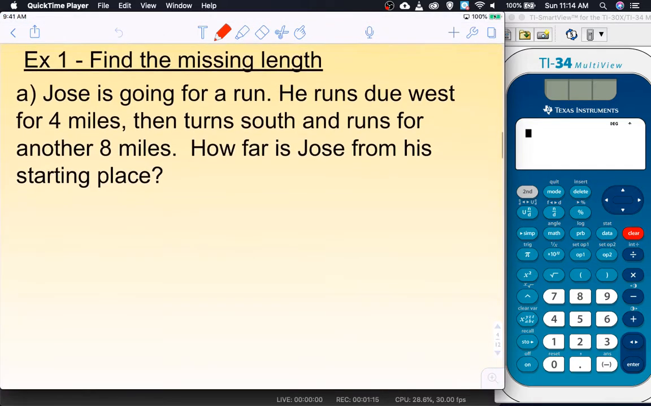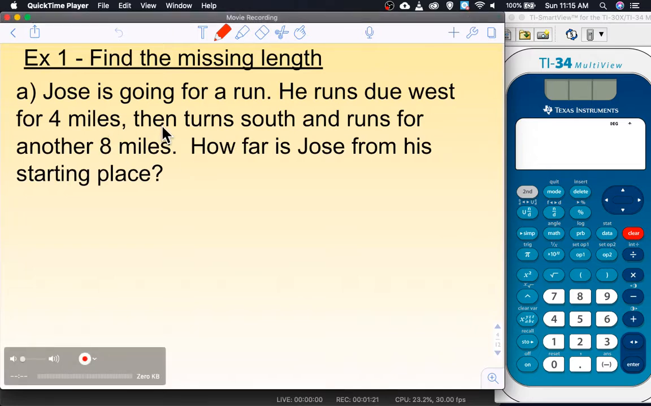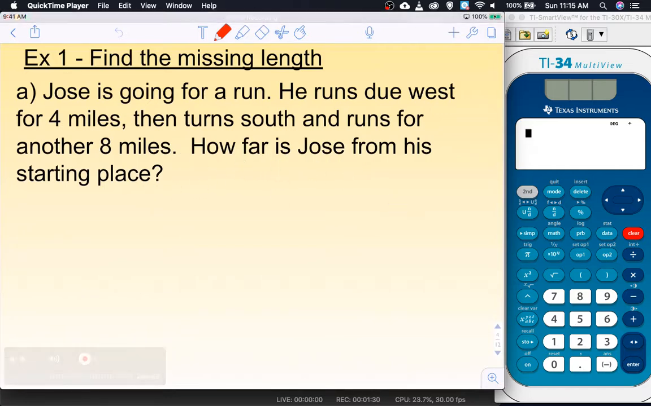So let's do it. It says Jose is going for a run. He runs due west for 4 miles, then turns south and runs for another 8 miles. How far is Jose from his starting place? The answer here is not 12. It's not asking the distance he traveled. It's asking how far is he.